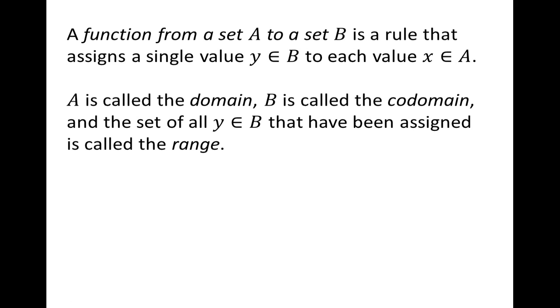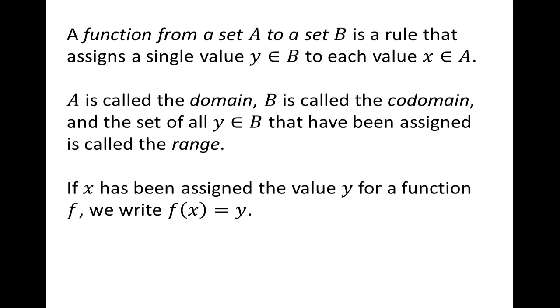Okay, a few more terms that we won't really get into much here, but they're handy to know. A is called the domain, and B is called the codomain. And then if we look at only the y values that come out of B, these are what are called the range. So the range is only the numbers that are produced by applying the function to values in A.